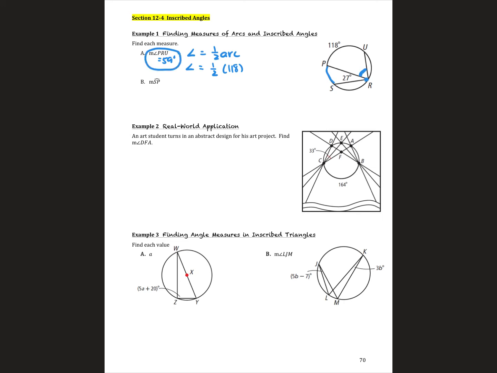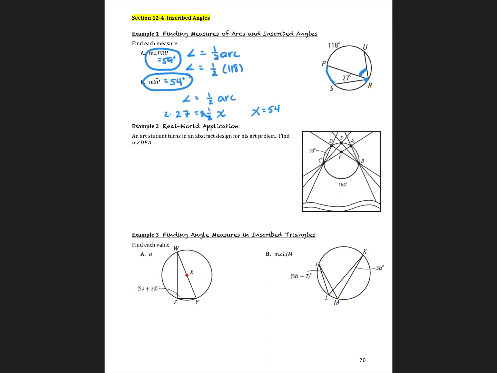Now for arc SP. Remember, the angle is equal to 1/2 of the arc measure. So if the angle is 27, it's equal to 1/2 of the arc. We'll call that x. You could solve this just by multiplying by 2. And so x is equal to 54, which means measure of arc SP is 54 degrees.